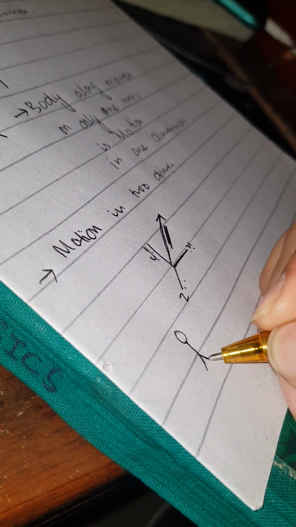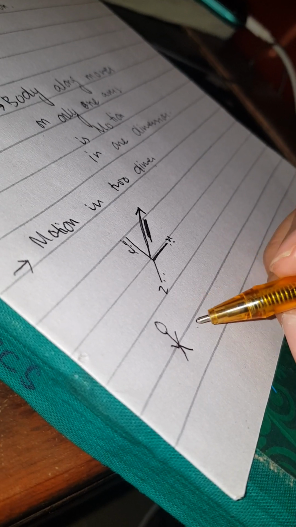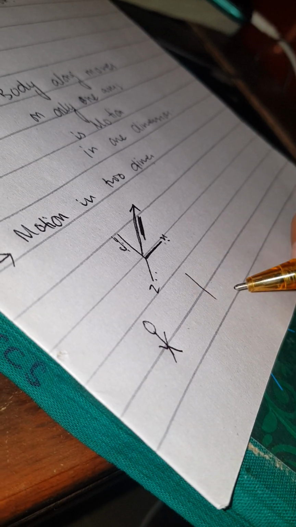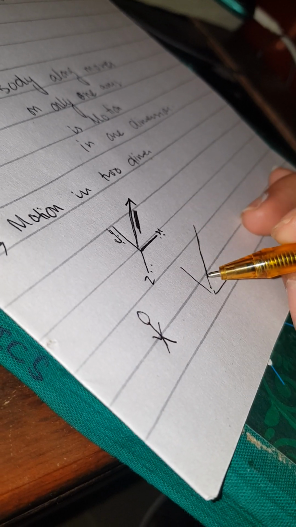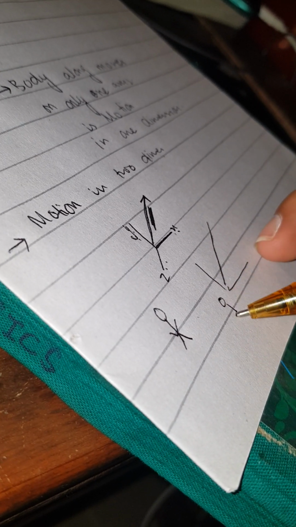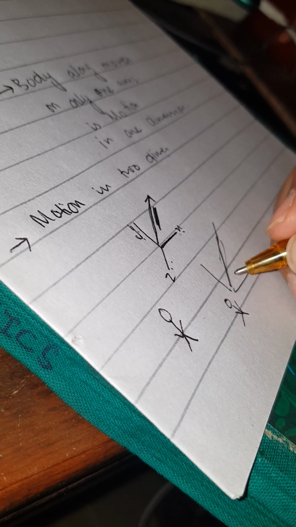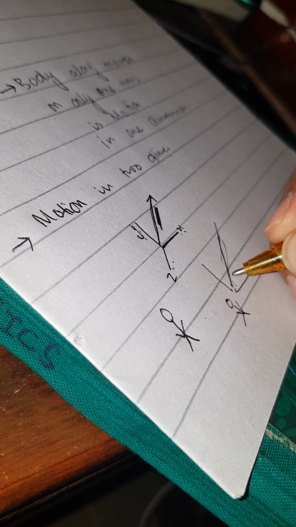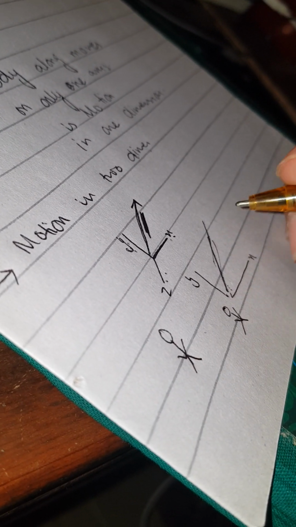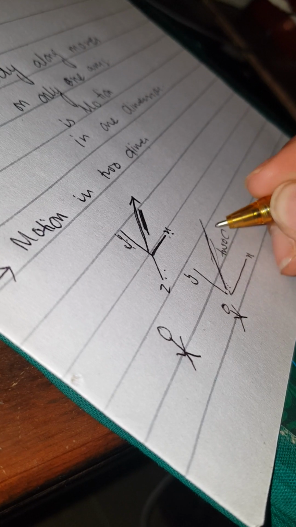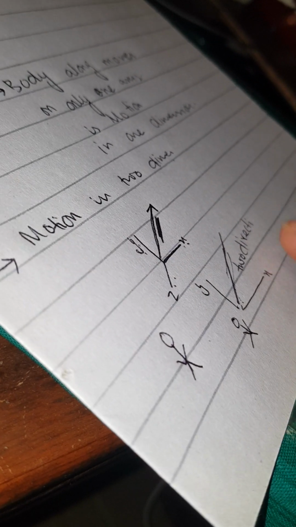For example, this one is a road, and this one is also a road, and this one is also a road, but this man chooses one road to walk, so he is choosing both axes. That means he is moving in two dimensions, so it is known as motion in two dimensions.